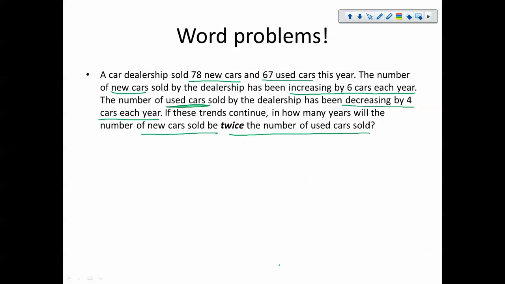We need to create an equation to model this. So one thing that I want you to recognize here is it's asking us, when will the number of new cars sold be the same thing as twice the number of used cars sold? So what that's saying is there's an equal sign in the middle. And on one side of that equation, we have new cars sold. And on the other side of the equation, we have 2 times used cars sold.